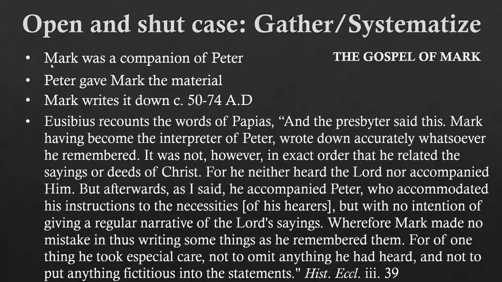And Papias says thus, according to Eusebius, about Mark. And the presbyter said this: Mark, having become the interpreter of Peter, wrote down accurately whatsoever he remembered. It was not, however, in the exact order that he related the sayings or deeds of Christ, for he neither heard the Lord nor accompanied him. But afterwards, as I said, he accompanied Peter, who accommodated his instructions to the necessities of his hearers, but with no intention of giving a regular narrative of the Lord's sayings. Wherefore, Mark made no mistake in thus writing some things as he remembered them. For of one thing he took especial care, not to omit anything he'd heard, and not to put anything fictitious into the statements.